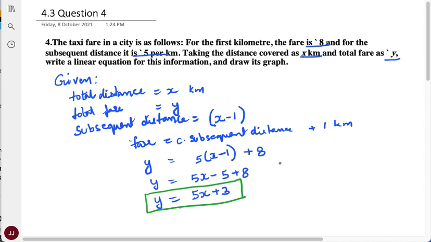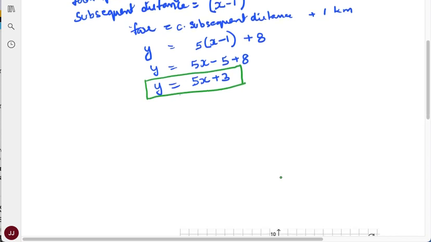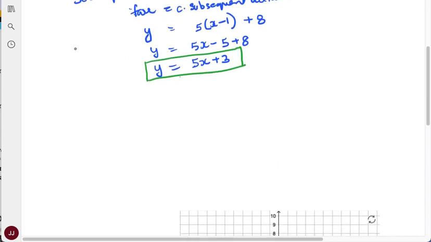Now we have to draw a graph for that. So for the graph, we naturally need the x and y coordinates. Let's say we start with, obviously we don't want any negative or zero values, so of no use. Let's say we start with x is equal to 1 kilometer. So when x is equal to 1, y becomes, that's the cost becomes 5 into 1 plus 3. So that works well. So it is 8. We know that for the first kilometer it is rupees 8. So the coordinates are 1, 8.